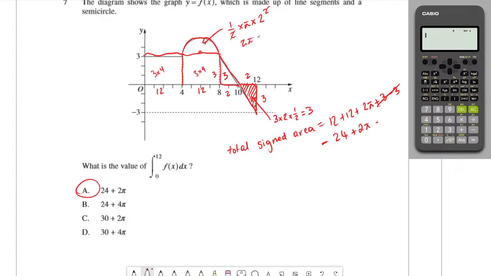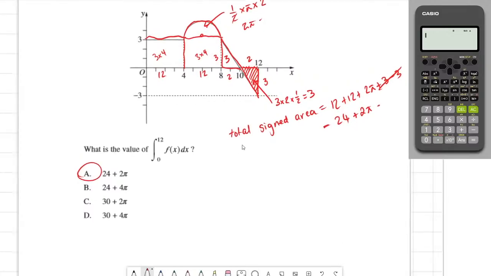If you add on this as a positive area, so if you were asked to calculate the area, then yes, you would add it on because it's an area. You can have a negative area, and it adds to the total area. But because we're just asked to find the value of the integral between 0 to 12, it has to be taken off because the integral is the signed area under the curve. So because it's in the negative zone, it's treated like a quote-unquote negative area, and then from there we can actually calculate it.